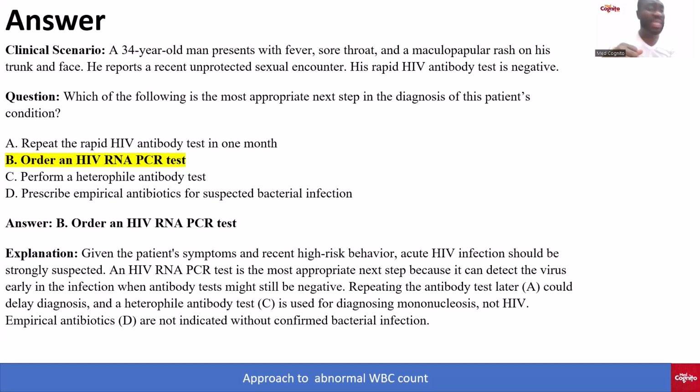So you realize that in as much as we are doing HIV, I'm also bringing in other concepts. So how do you diagnose infectious mononucleosis? You use heterophil antibody tests. And why is D wrong? D is wrong because you've not confirmed that this patient has acute bacterial infection. So with all the answers we have there, the correct answer is B. So all those who got B correct, that's great.